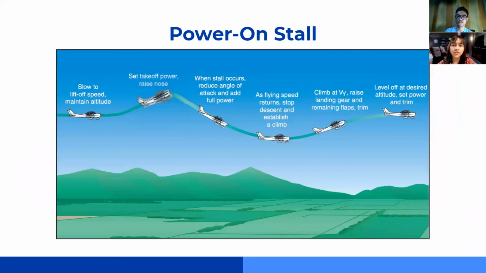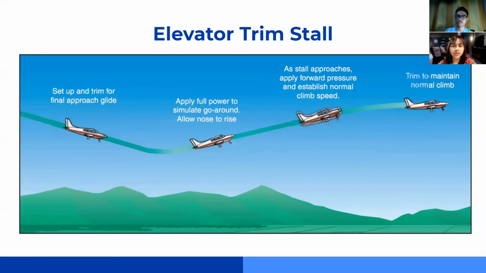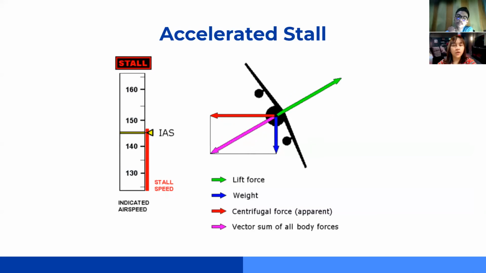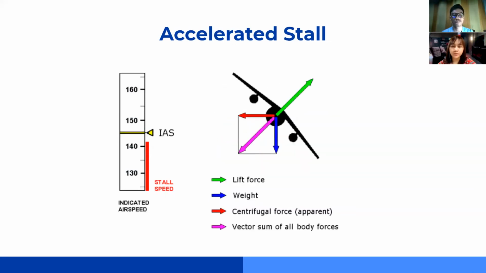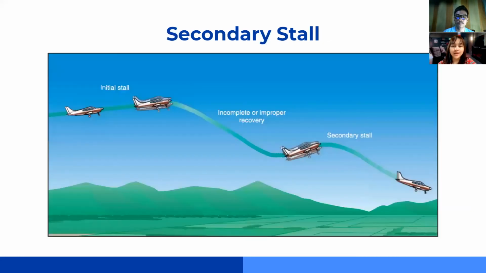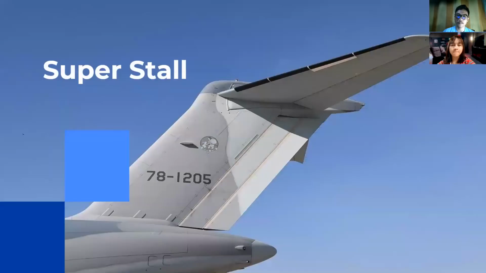Next is the power-on stalls, which is a stall under high-powered conditions, such as during a normal approach to takeoff. Then the elevator stalls, which demonstrate the effects of not maintaining a positive airplane control during a go-around or rejected landing. Next is the accelerated stall, which demonstrates the effect of aggressive maneuvering by turning or by making abrupt control inputs. And lastly, as said before, secondary stall, which demonstrates the effect of aggressive recoveries from a preceding stall.